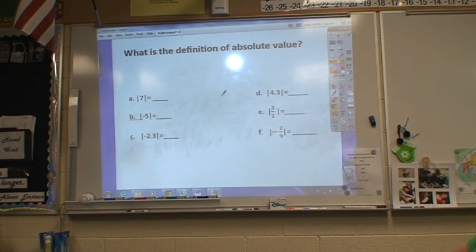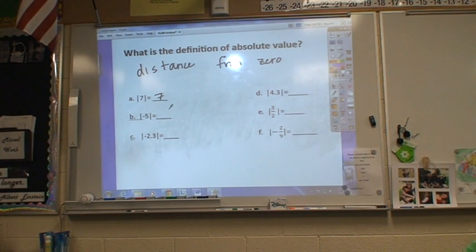What is the definition of absolute value? The definition of absolute value is the distance from 0. If you think about distance, distance is never negative. You can never have a negative distance because even if you drive your car backwards, you're still going somewhere. So the distance from 0, so 7 is just 7. The absolute value of 7 is just 7.